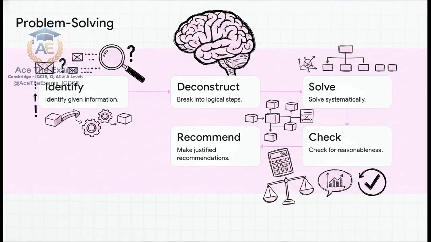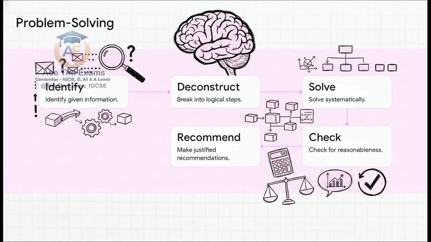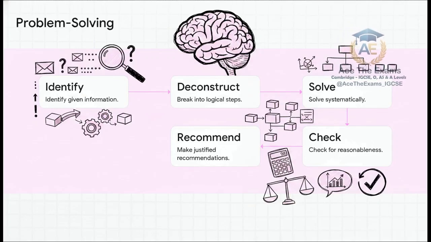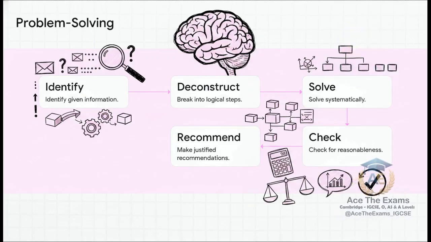Imagine a complex data table in front of you. You have 60 seconds. First, deconstruct. Identify the given information and break it into logical steps. Second, solve systematically using your PEL framework. But step 4 is where the absolute magic happens. You must continuously check the reasonableness of your answers. If your database solution requires a user to enter their name 40 times, is that reasonable? No. Finally, make completely justified recommendations based on your findings.